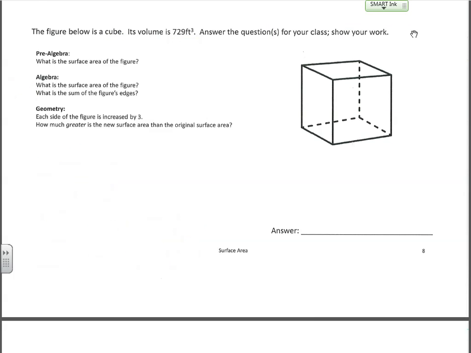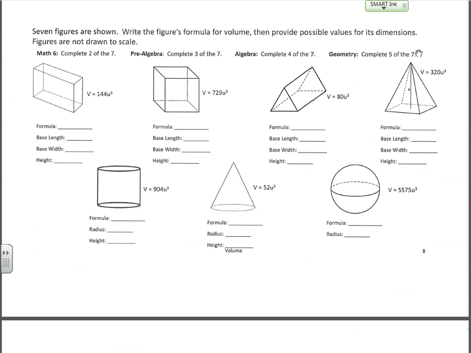Going on to volume here. Here are the magnificent 7, the 7 figures that we worked with, talked about in each of the previous 7 packets. And your job in algebra is to complete 4 of these 7. And the one we did together in class was this first one here. I give you the volume, 144 cubic units, and this being a rectangular prism, your first job is to write the formula for the volume, which is base times width times height. And from there, you simply need to give me 3 measurements, 1 for the base, 1 for the width, and 1 for the height. That would total a volume of 144.